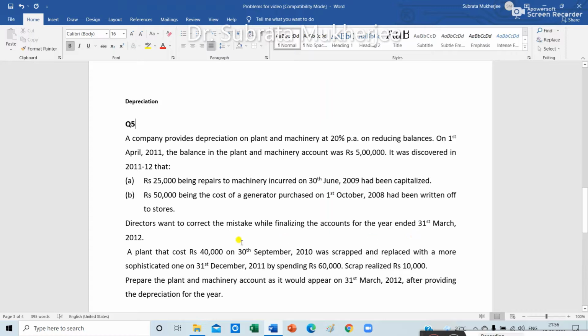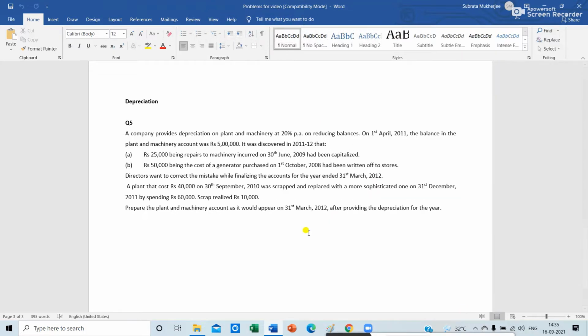A plant that cost rupees 40,000 on 30th September 2010 was scrapped and replaced with a more sophisticated one on 31st December 2011 by spending rupees 60,000. Scrap realized rupees 10,000. Prepare the plant and machinery account as it would appear on 31st March 2012 after providing the depreciation for the year.